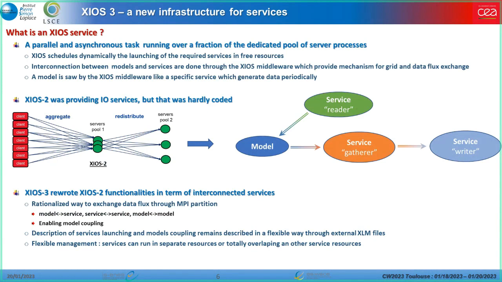Now a model is independent of the others in the workflow and can discuss, for example, with a service reader to read data, or with a service gatherer to aggregate data, which itself discusses with another service writer to write the data on the disk. And so we totally rationalize the way to exchange data flux for the MPI partition. That means you can exchange data between model and services, between services and services, and between model and model. And so, this way, you can easily enable model coupling.